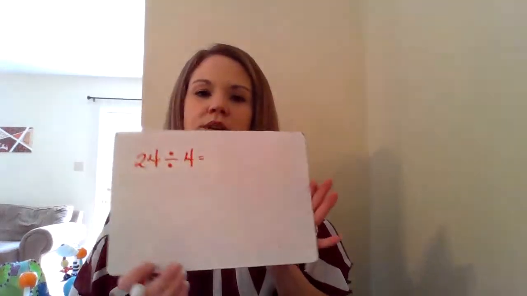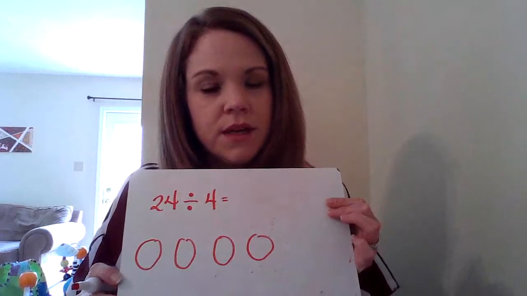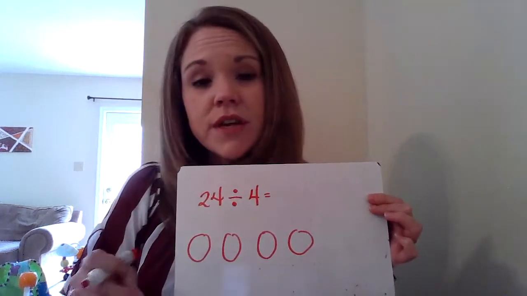I don't know yet how he's dividing them. Let me keep reading. And gave some flowers to each of his 4 sisters. So 24 divided by 4 is my problem. And the way that I'm going to do this is I'm going to draw 4 circles. Each circle represents a sister. And I don't know how many each sister got.